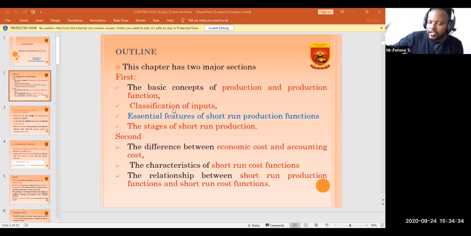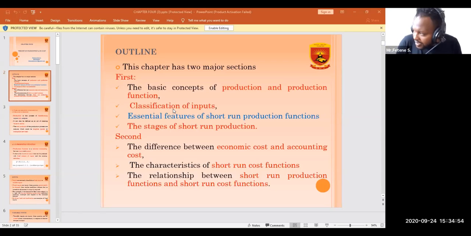The other one is the essential features of short run production function and long run production function. The other one is the stages of short run production. We have three stages. Then we will see what the basic differences are between these three stages of short run production.